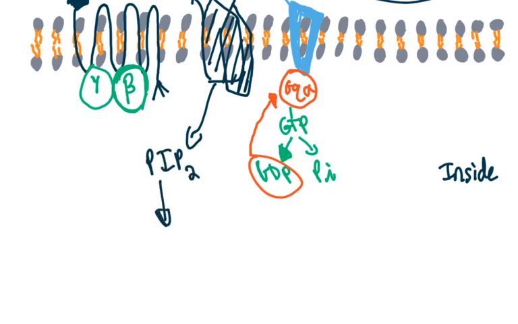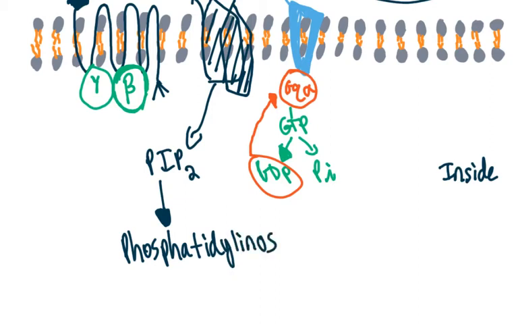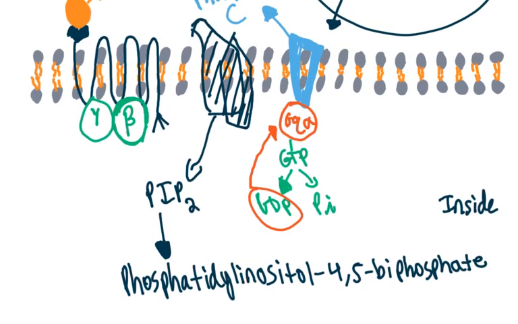Now the full form of this, if you guys want to know, is kind of a mouthful. It's called phosphatidylinositol 4,5-bisphosphate. Really hope I spelled that right. So again, this molecule on the phospholipid bilayer is called PIP2, or phosphatidylinositol 4,5-bisphosphate. It has a phosphate group on the 4th and the 5th carbon, so that's why it's a bisphosphate.